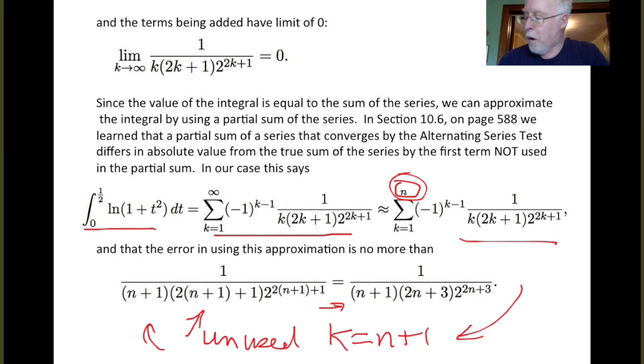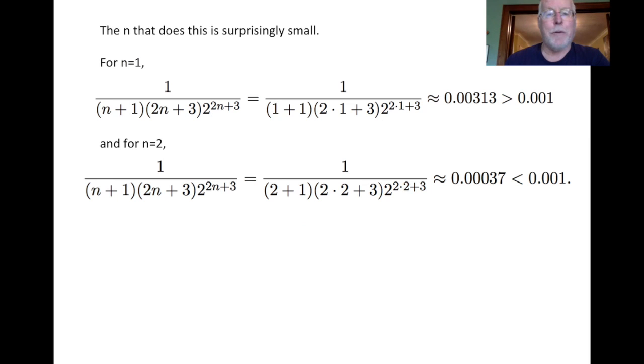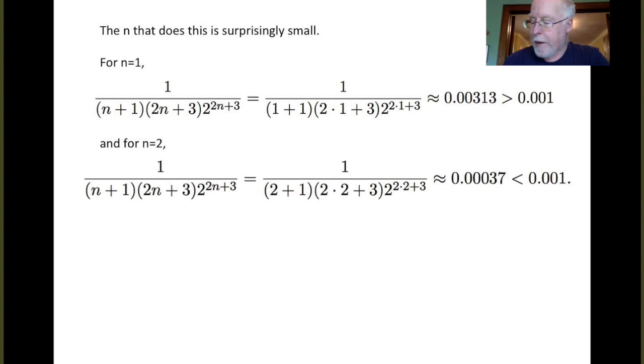Now remember, we want this error to be less than 1/1000th. So we're going to figure out how big n has to be to make this thing less than 1/1000th. We can do that by trial and error. Okay. So all I have to do is find a value of n that makes this last expression less than 1/1000th, and this is easy to do with a calculator or with just pencil and paper. So we're just going to run through the values of n. Let's try n equals 1.